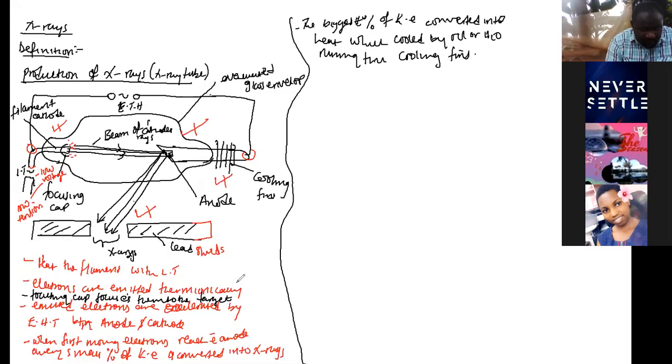X-rays are energy, they are electromagnetic radiation. EM is energy. So we convert the energy of the incident electrons into heat, because you know energy conservation, you just transform it from one form to another, into heat or into X-rays. But a very small percentage is the one which goes to X-rays. Then it is from there that we can talk about what we call X-ray spectra.